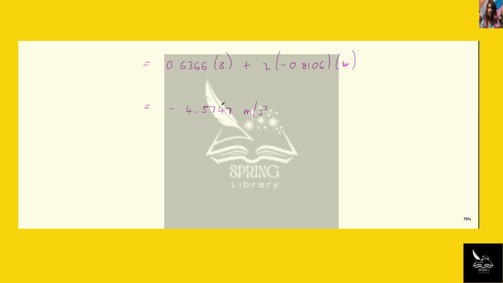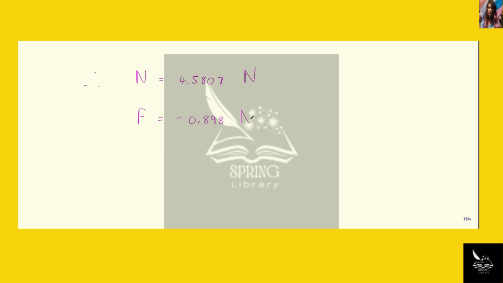So if we substitute these into our equations from Newton's second law, we get the force N to be 4.5807 newtons and the force F to be minus 0.898 newtons. Now the negative sign here indicates that F acts in the sense opposite to that shown in the free body diagram.